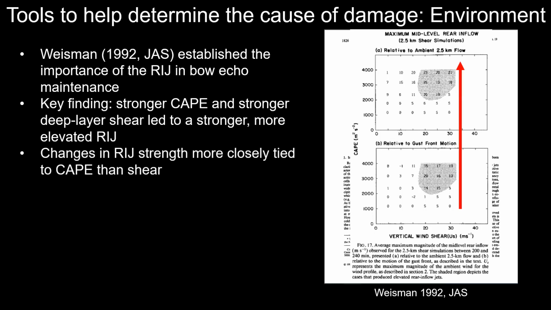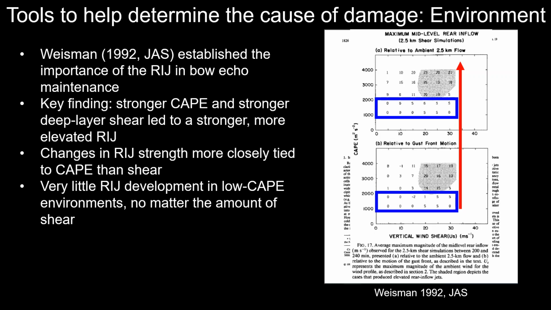And really, if you look closely at this graphic, which is the CAPE-shear space and then the perturbation or the strength of the anomaly associated with the wind speed in the rear inflow jet, you notice that if you look carefully at those lowest two rows, the lower CAPE rows in the simulation, you notice that there's very little rear inflow jet development in lower CAPE environments in the simulation, no matter the amount of shear or the change along the x-axis within those blue boxes.